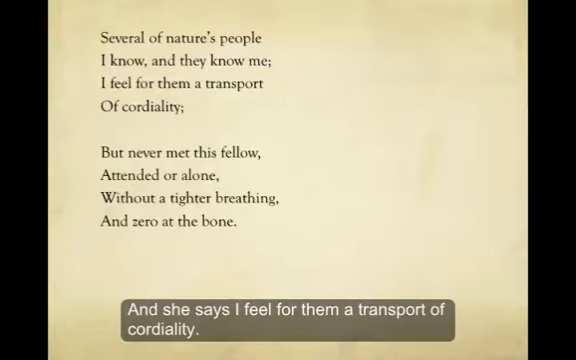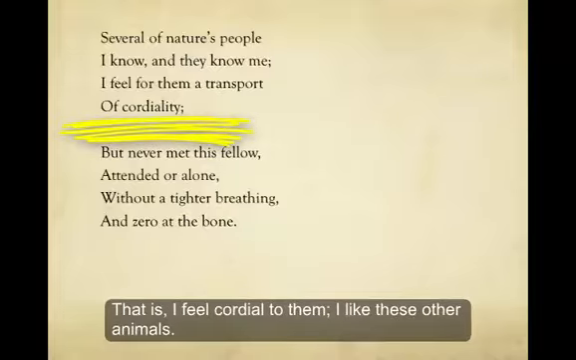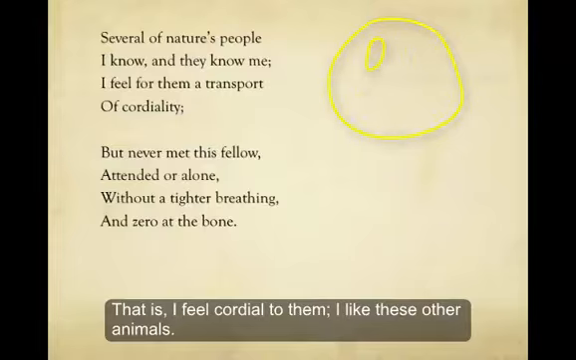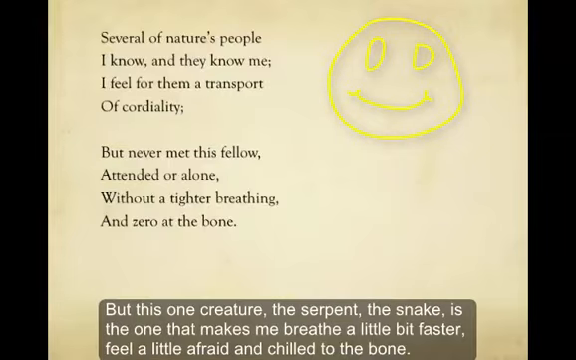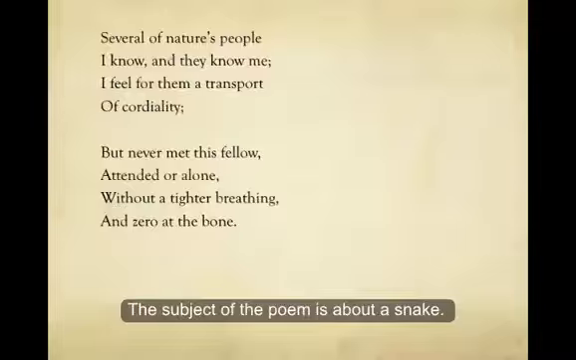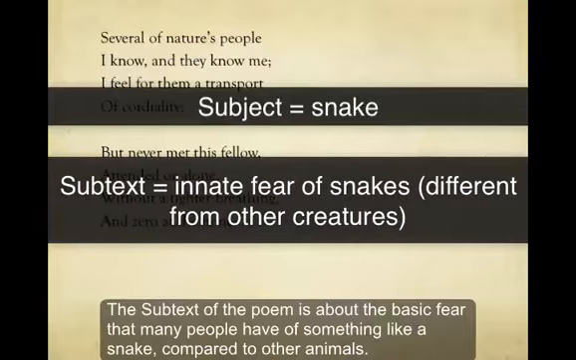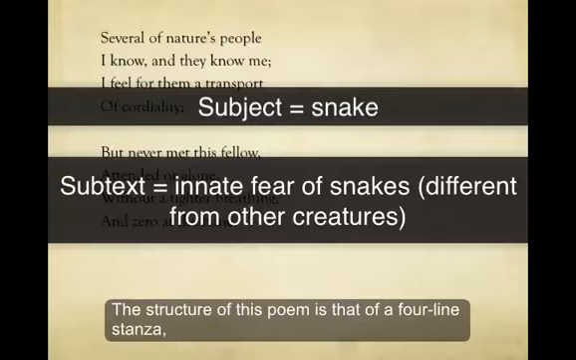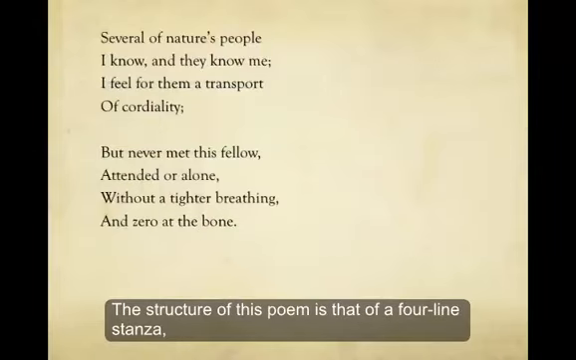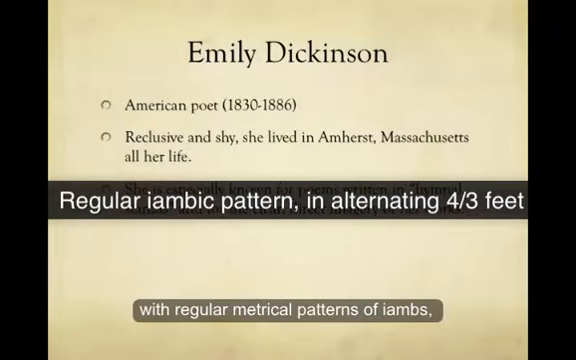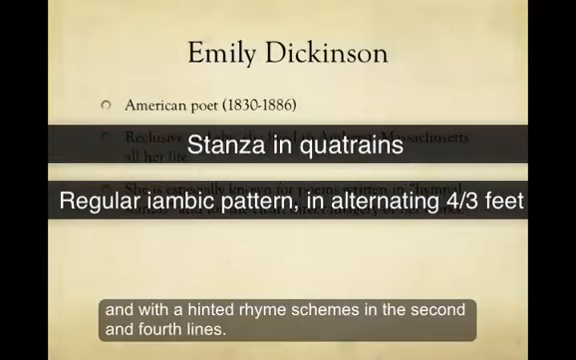And she says, I feel for them a transport of cordiality. That is, I feel cordial to them. I like these other animals. But this one creature, the serpent, the snake, is the one that makes me breathe a little bit faster, feel a little afraid, and chilled to the bone. The subject of the poem is a snake. The subtext of the poem is the basic fear that many people have of something like a snake compared to other animals. The structure of this poem is that of a 4-line stanza with regular metrical patterns of iambs, and with a hinted rhyme scheme in the 2nd and 4th lines.